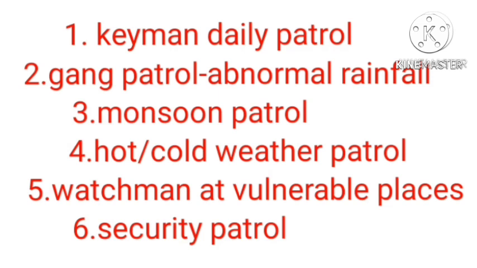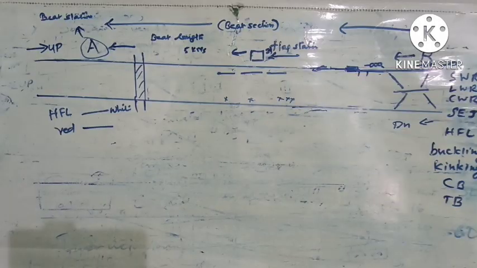It is: 1. Daily patrol by keyman, 2. Gang patrol during abnormal rainfall, 3. Monsoon patrolling, 4. Hot weather and cold weather patrol, 5. Watchmen at vulnerable places, and 6. Security patrolling. So these are the different types of patrolling done by railways. Now in this we will first see daily patrol by keyman.